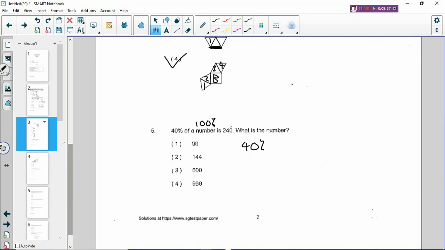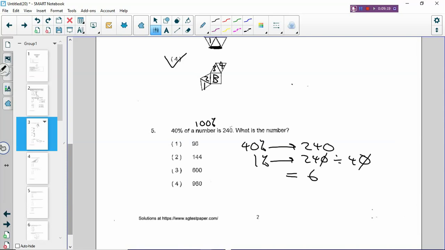So if 40% is 240, then you can find 1%, right? So your 1% will be 240 divided by 40. Now in paper 1, try to cut down the working. Don't have too many steps or too many workings. You just divide by 10 and divide by 10, right? And you get 24 divided by 4, which is 6 already.